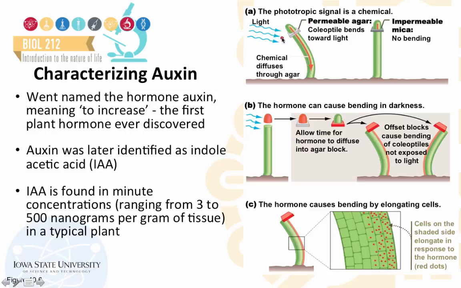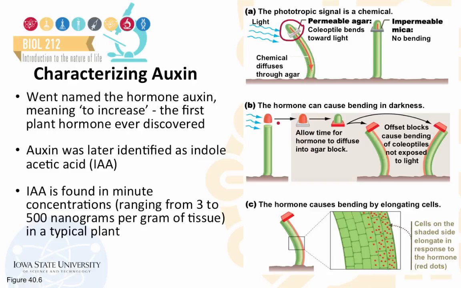When he placed a permeable block of agar on these decapitated coleoptiles and then placed the tips on the agar block, he observed that the coleoptiles bent toward the light. On the other hand, if he placed an impermeable mica block instead of the permeable agar on the decapitated coleoptile and then placed the shoot tip on this mica block, no bending was observed. This led him to conclude that there was a chemical present in the shoot tips that was traveling to the responding cells down the coleoptile, triggering the bending response.